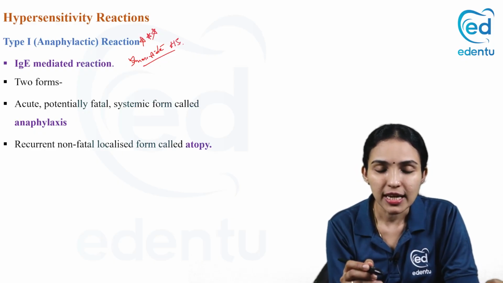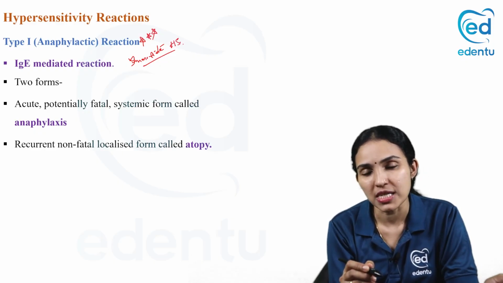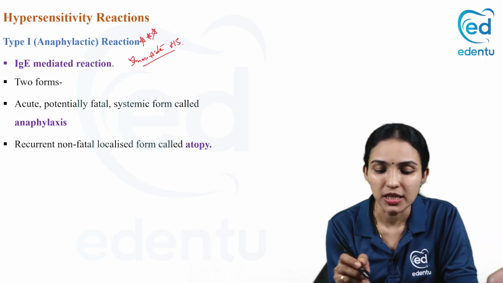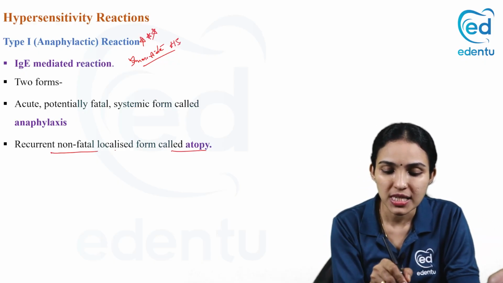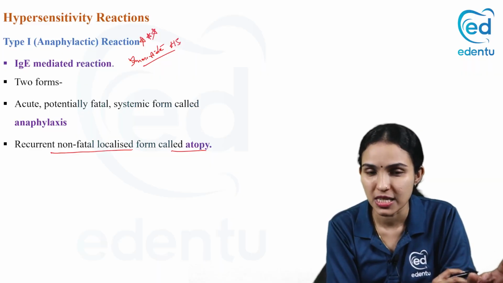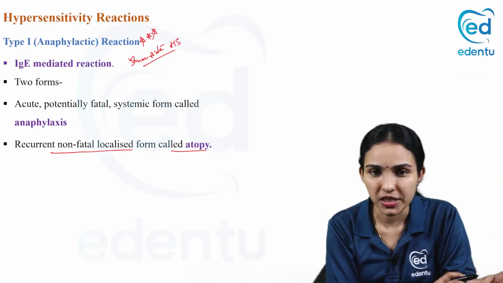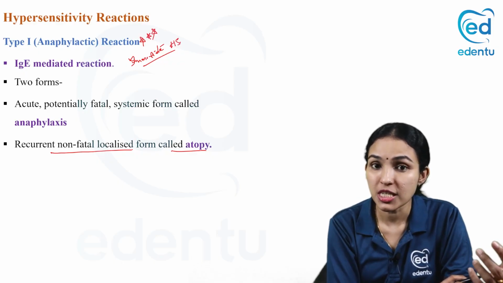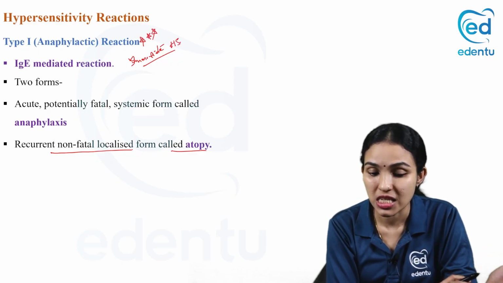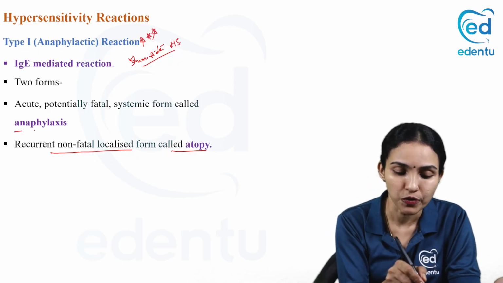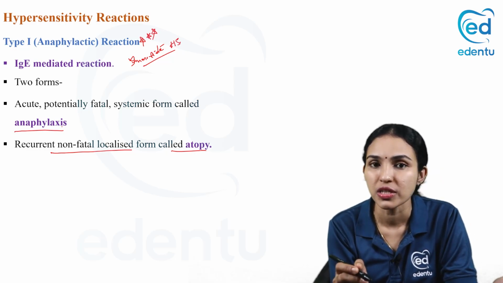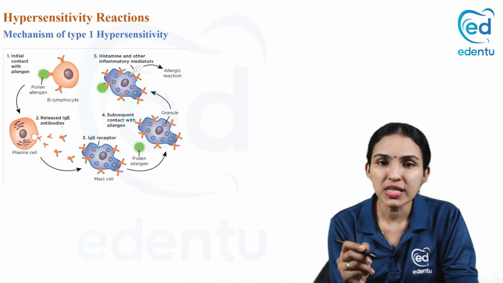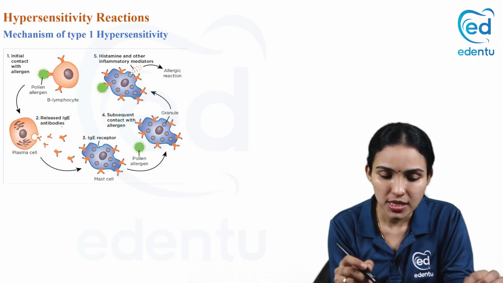IgE mediated, and there are two forms for type 1 hypersensitivity. One can be a very mild form that is called atopy. Atopy is actually a non-fatal localized form. It will be confined to a particular region like skin or lungs. Whereas if it is a potentially fatal systemic illness, you call it anaphylaxis, which is very dangerous. If you don't treat the patient immediately, you may lose the patient. So we'll see how type 1 hypersensitivity occurs.